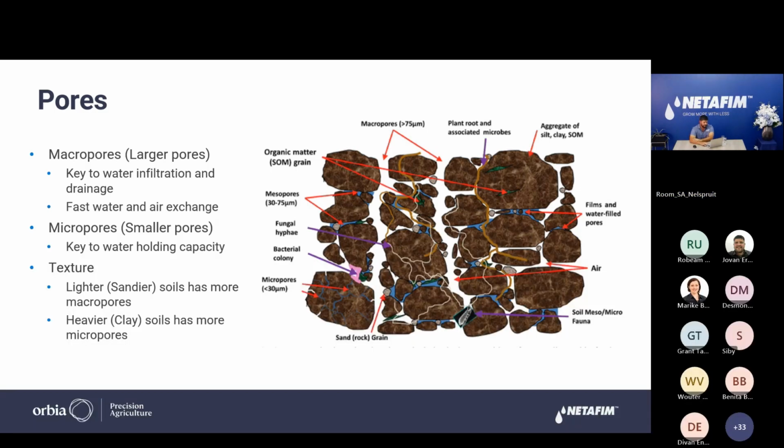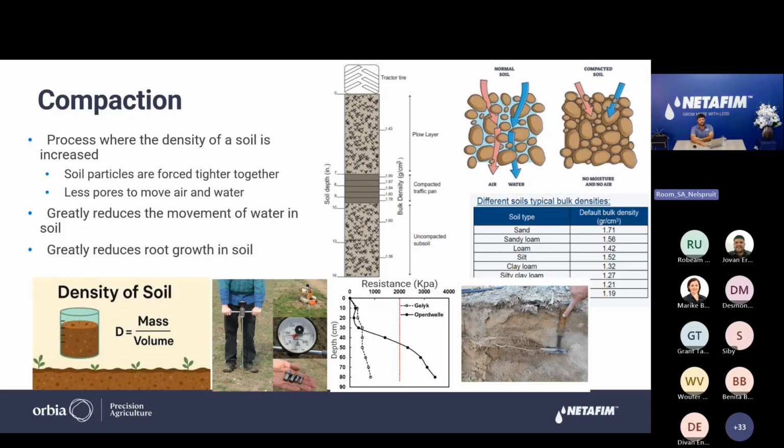Okay, compaction. So compaction is a process where the density of your soil is increased. Let's explain that. The density of a soil is your mass divided by your volume. So if you have a known volume of soil, the heavier that volume, the higher the density, and vice versa, the lighter that volume, the lower the density.